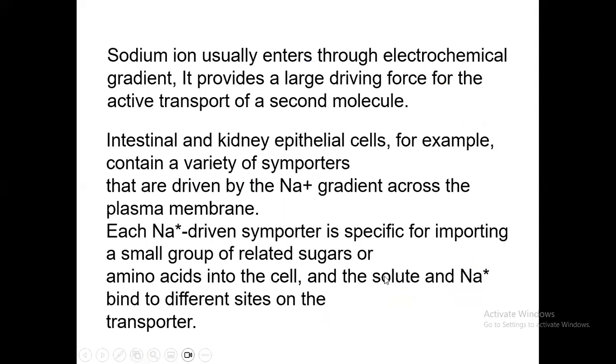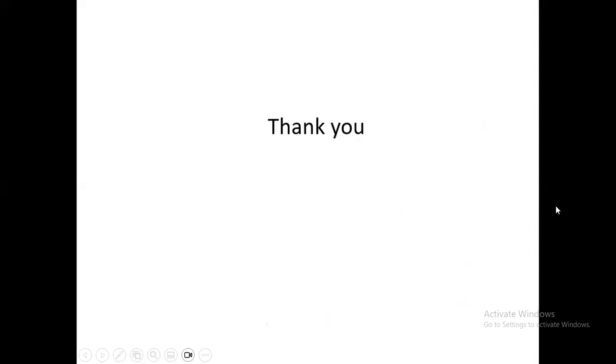The same points are mentioned in this slide for your reference. And that's it about active and passive transport.